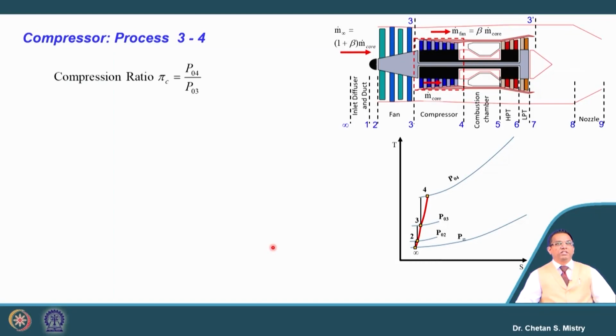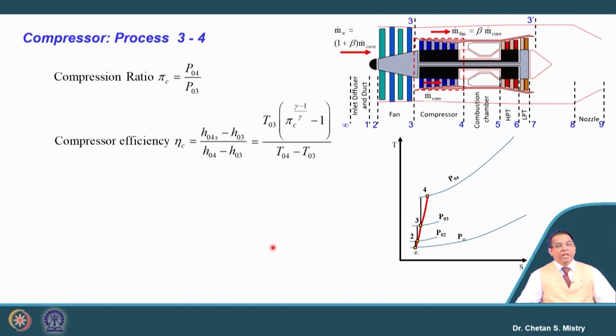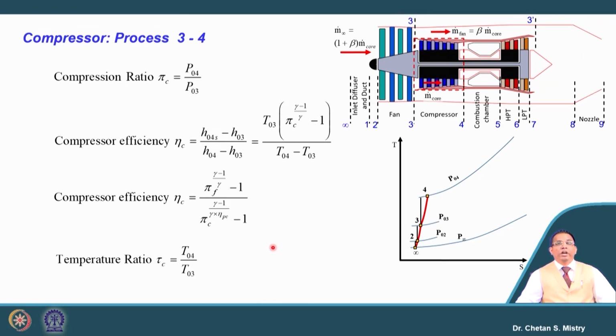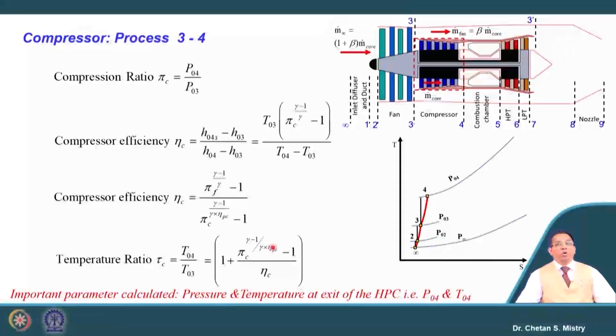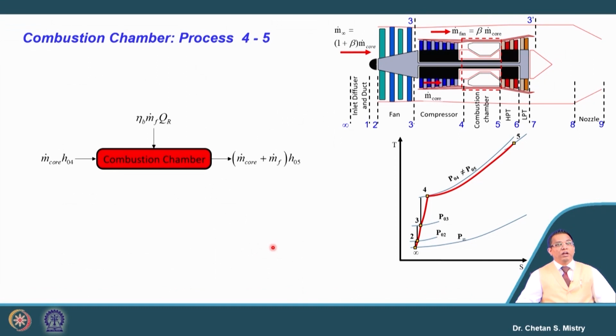Now, let us look at the next component, our compressor. This compression ratio we know is P04 by P03. We have the isentropic efficiency of the compressor, which we correlate in terms of pressure ratio and temperature ratio, based on which we can calculate the pressure and temperature at the exit of our compressor. Now, in order to understand the combustion chamber, we know we can take the control volume. The heat input, we can say, is m dot core into H04.